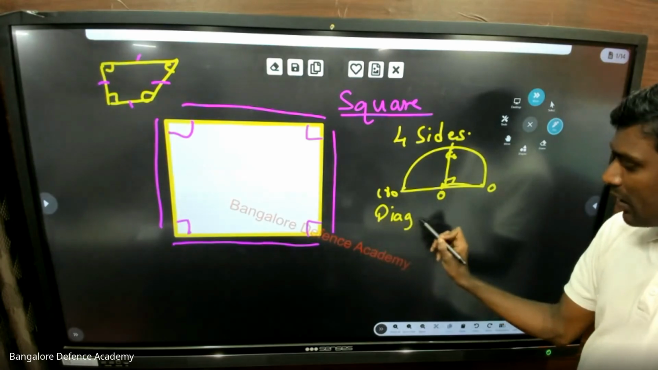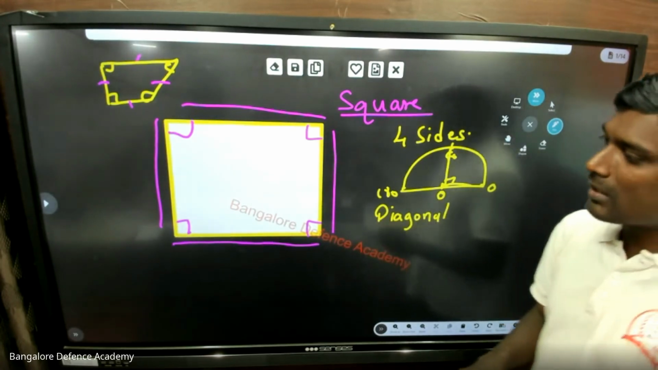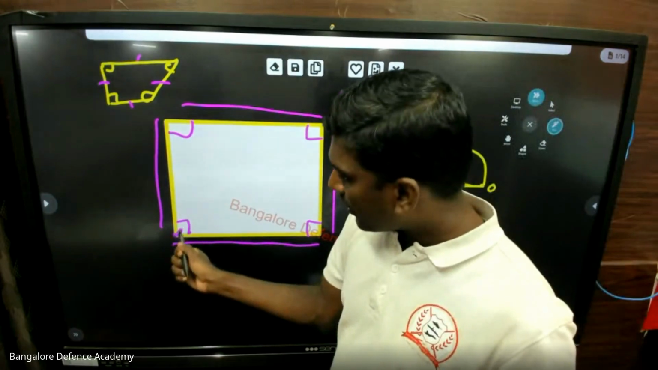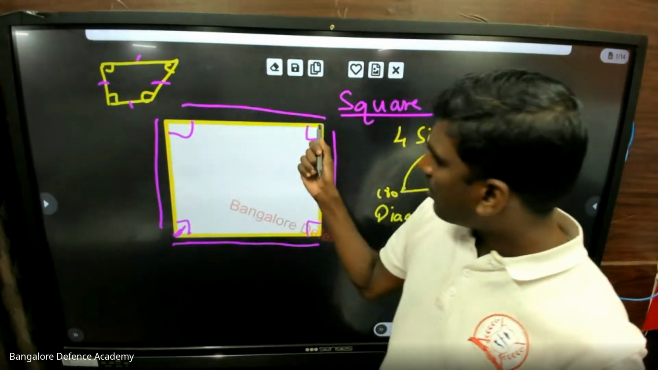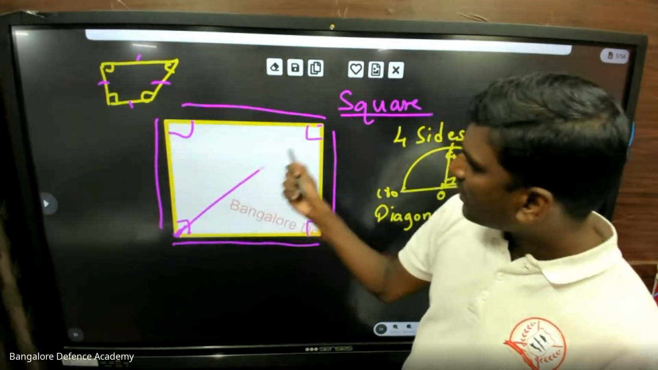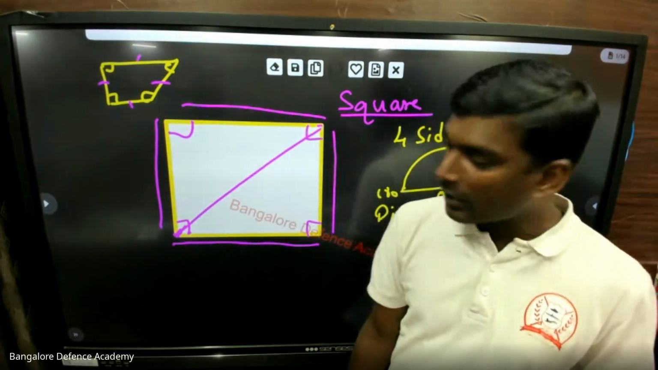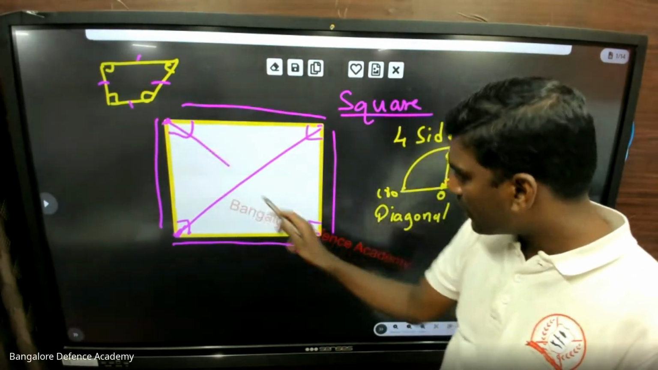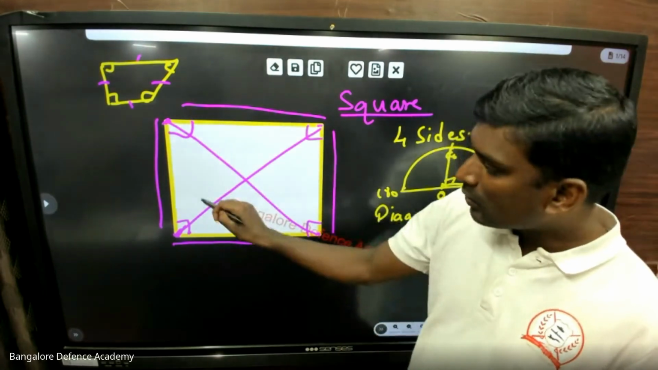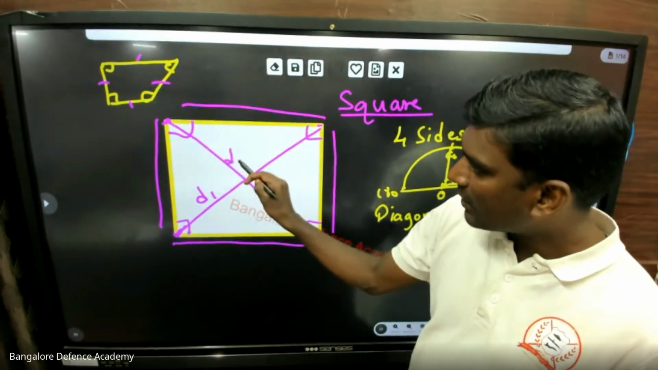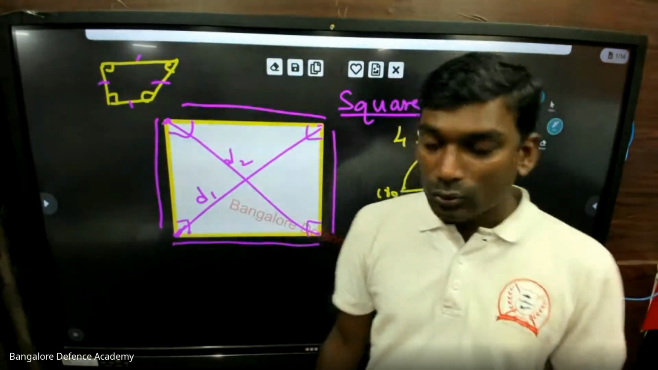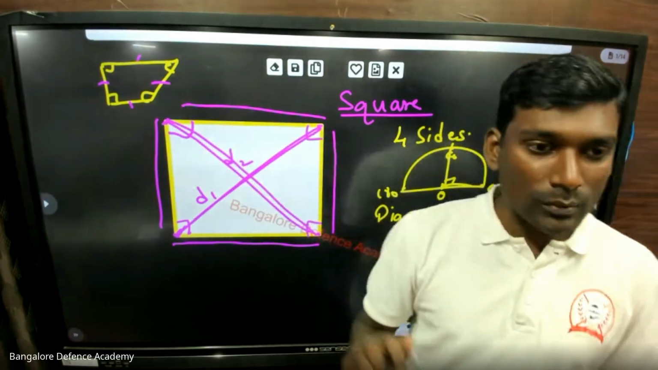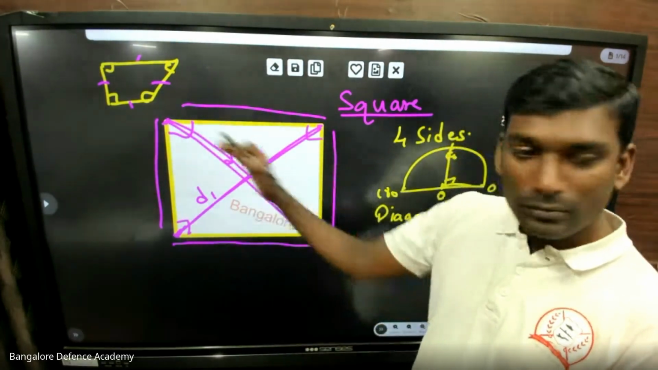Now we have one more term here: diagonal. What is the meaning of diagonal? If I take this point and this opposite point, and join them straight, this is called one diagonal. If I take this point and this point and join them straight, this is another diagonal. So how many diagonals does a square have? A square has 2 diagonals, D1 and D2.